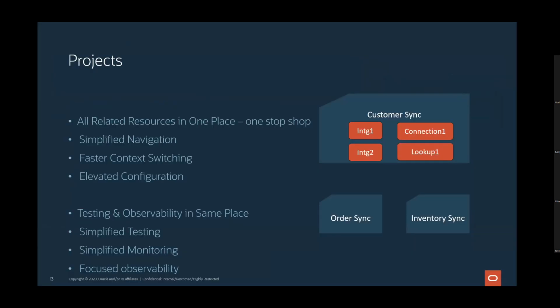Jürgen asked me what was the most interesting feature from 22.12. Well, it is, of course, projects. The whole idea here is giving you the ability to put all of your related integration artifacts, be it the integrations, the connections, libraries, and lookups, into one particular project. Think of it as a project folder, so to speak.